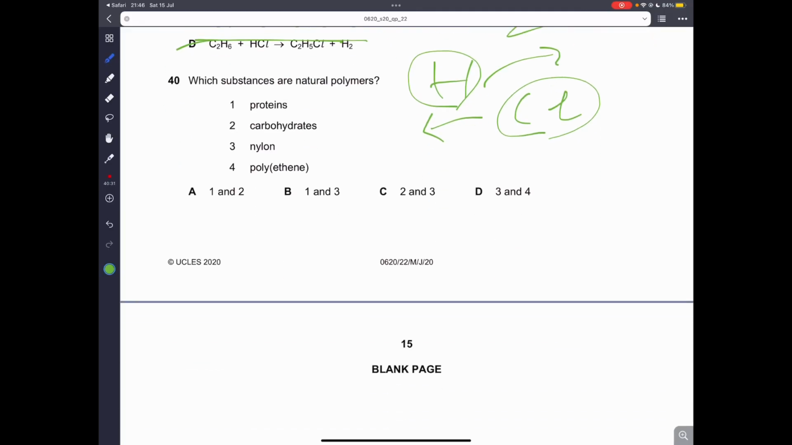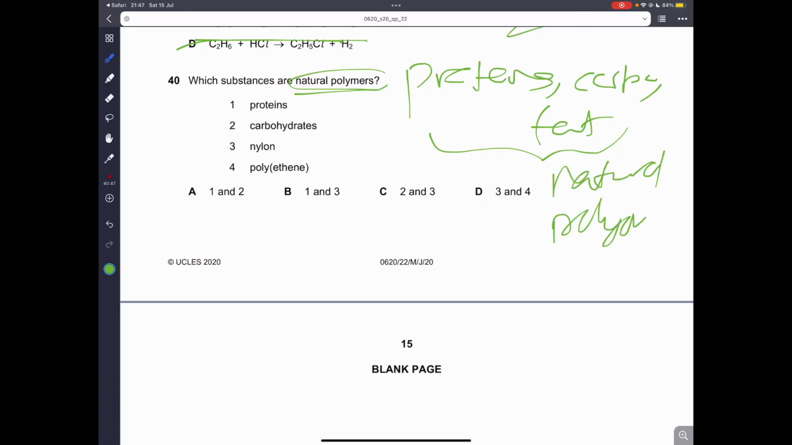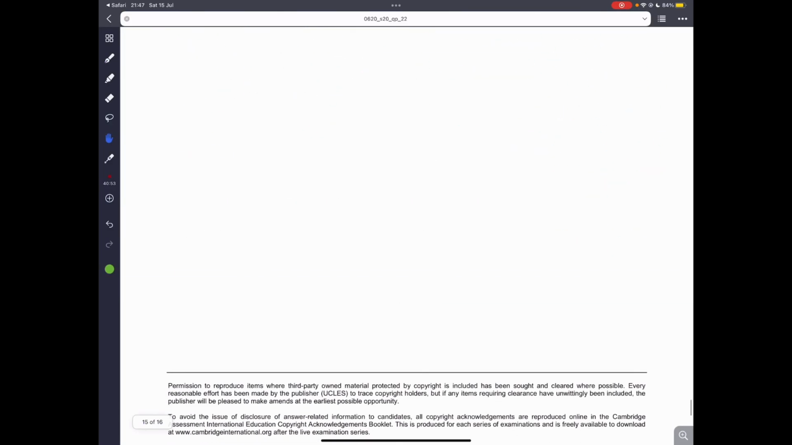40. Which substances are natural polymers? We know that proteins, carbohydrates, and fats are all natural polymers. So proteins and carbohydrates are natural polymers, and therefore A is the correct answer.